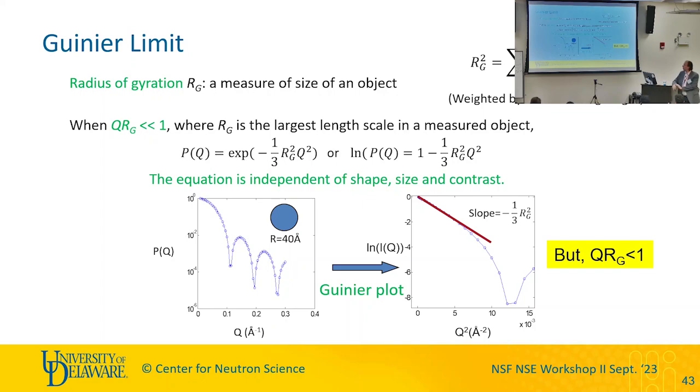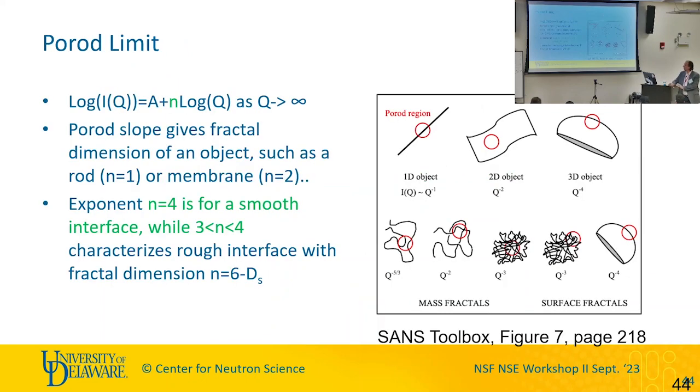Another piece of information you can get is the Porod limit, which tells you something about the structure of the object. It might be a polymer chain, or a membrane. I have a fractal-like scattering. I get a power law scattering. I can also look at the surface of a material, the interface between two materials, a particle, if you will. I get a fractal dimension of a surface.